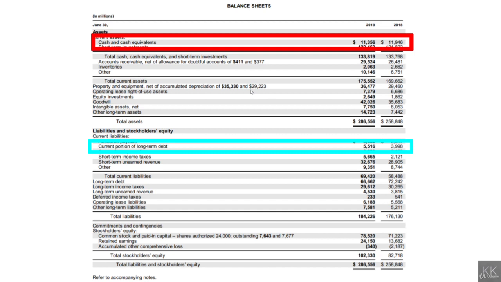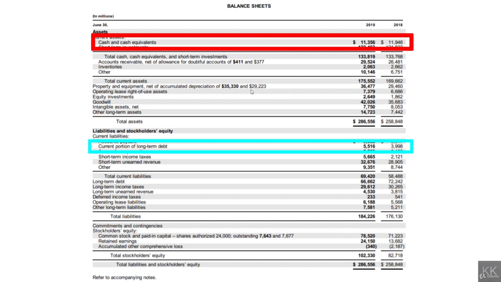Next, we want the cash in the bank to exceed the current portion of the long-term debt under current liabilities. Now, the current portion of long-term debt under current liabilities, remember, represents the amount of money that the business has to repay its lenders and borrowers in the next 12 months. We want to ensure that the company has enough cash to do this.